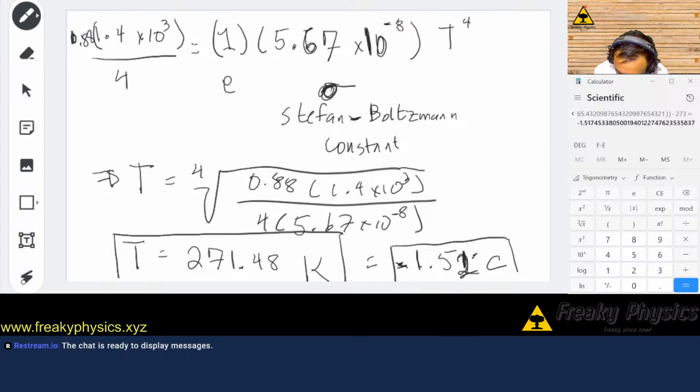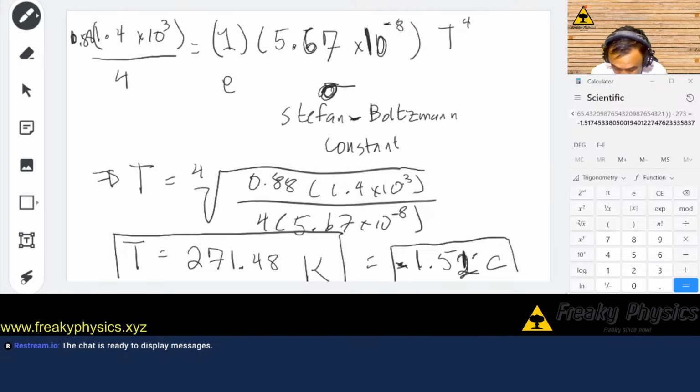Wait, 1.4 times 10 to the what? This one is 10 to the 3. Then I got 73702. Oh, that's squared. Oh, fourth root. Okay, sorry, fourth root. So you have to do a double square root. Just be careful with that.